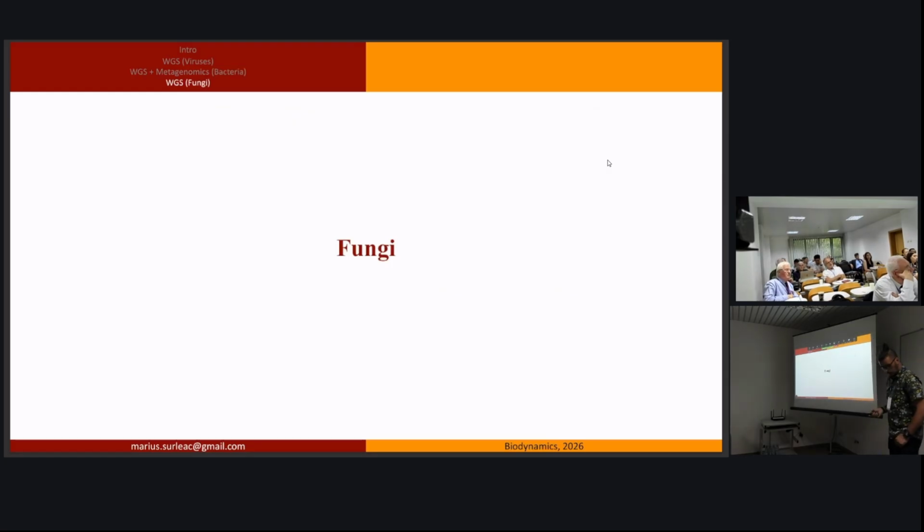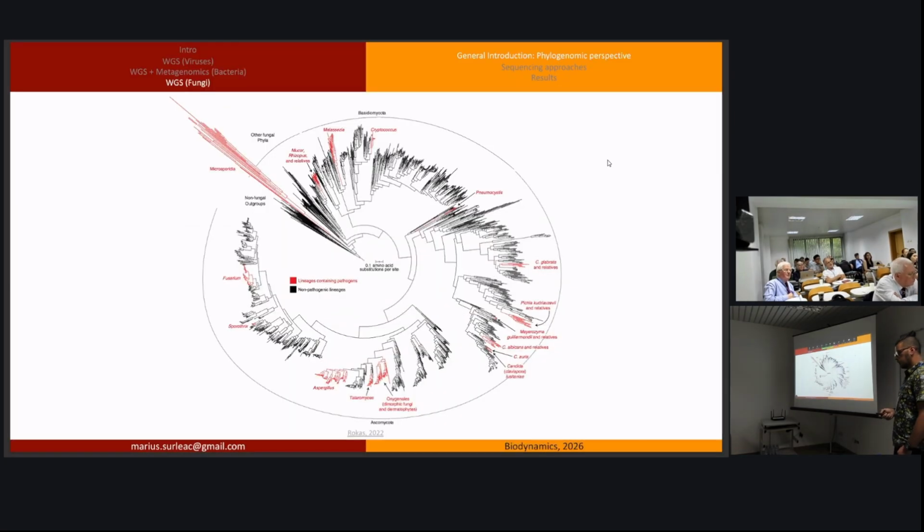And the last part of the presentation is on fungi. Fungi in general are really important for human health. There can be good fungi, but also bad fungi. The tree we've drawn shows the lineages of different fungal species that are pathogenic and how they evolve.